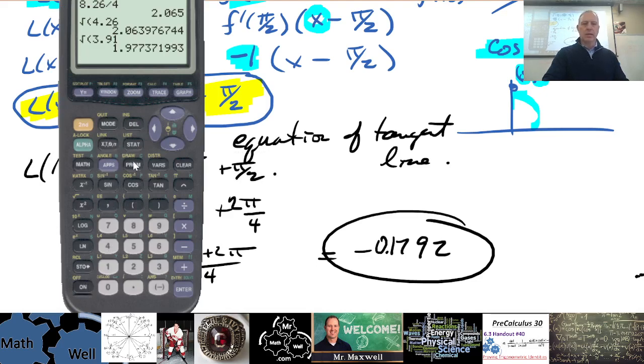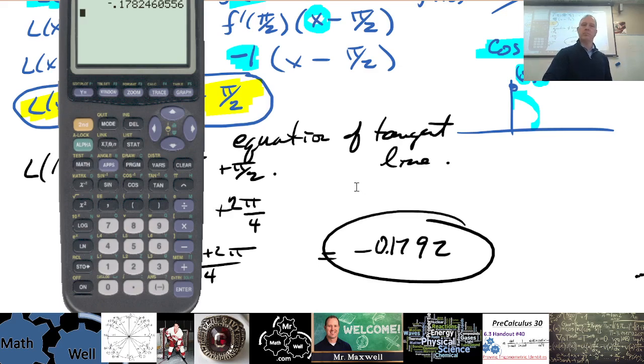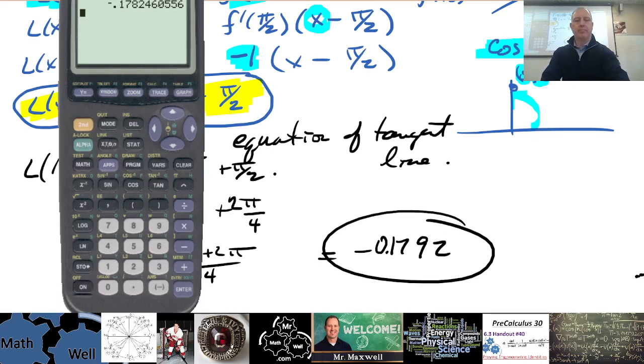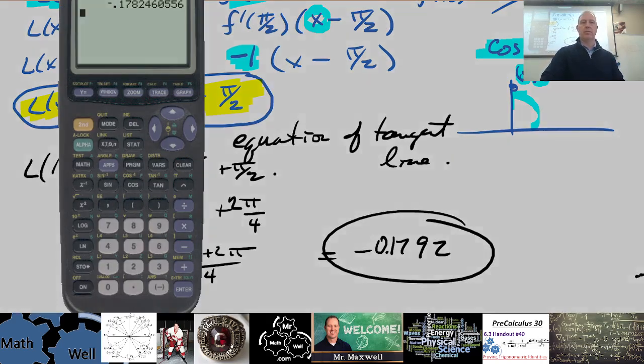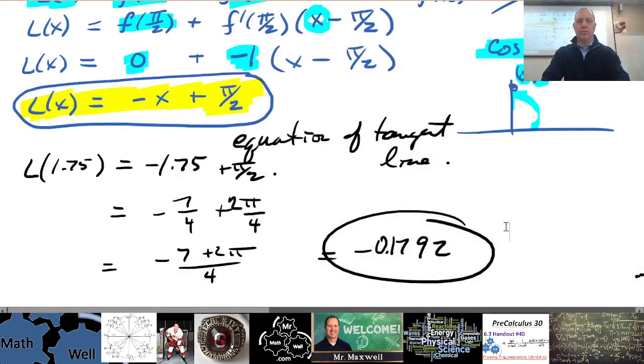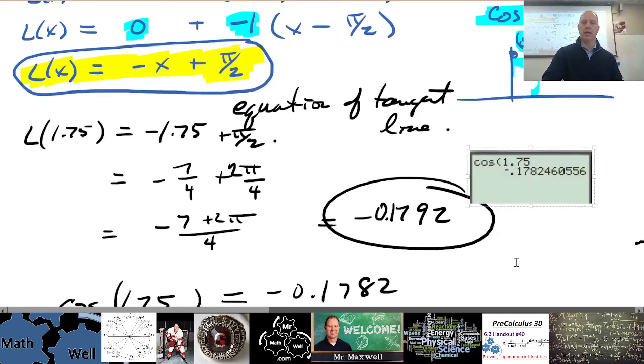Okay, and if we check that, let's see, where's our mode here? It has to be in radians. So cos of 1.75 is negative 0.1782. Okay, so 0.1792, not too bad. We're in the ballpark there. Any questions about that? I'll throw that off to the side so we can see that that's our actual value. Okay, everybody good?